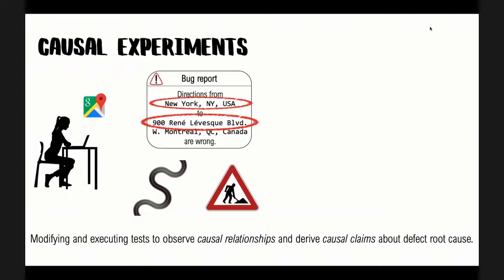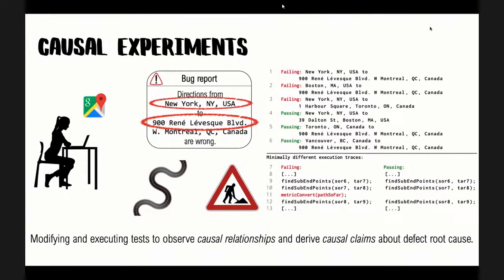Now, as implied, this process, if done manually, is time-consuming. Now, imagine a tool told you that certain inputs failed, but these other very similar inputs pass. Upon comparison, it quickly becomes clear that failing executions start and end in different countries, but passing ones start and end in the same.